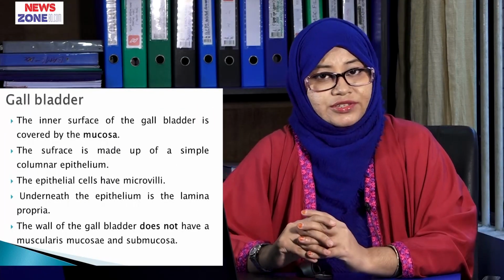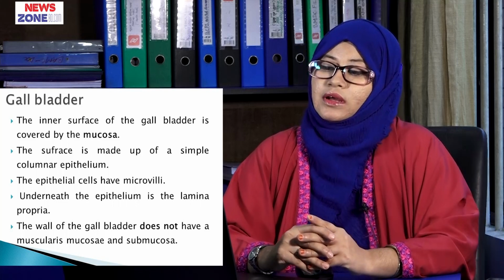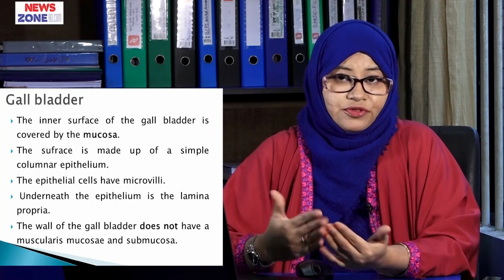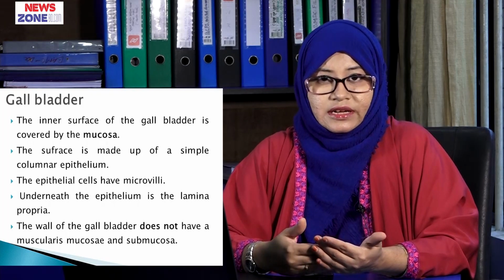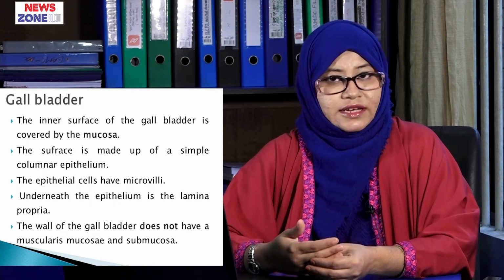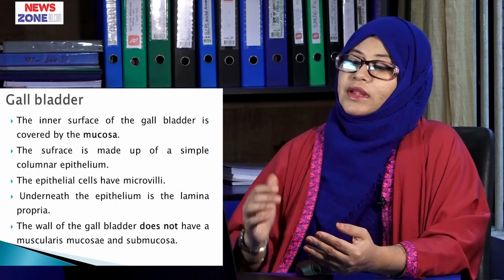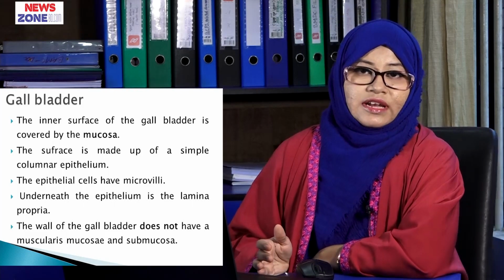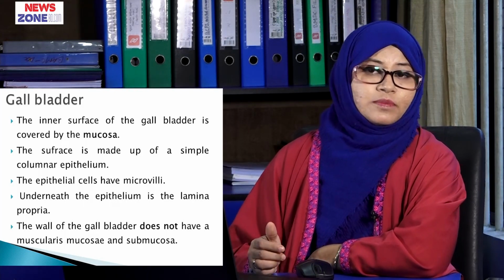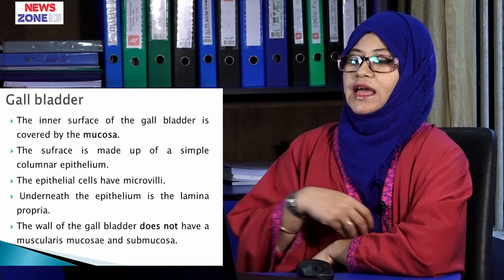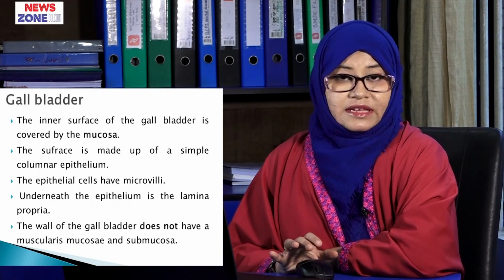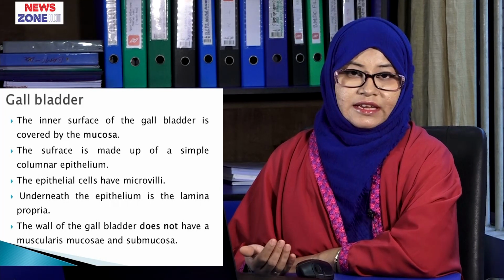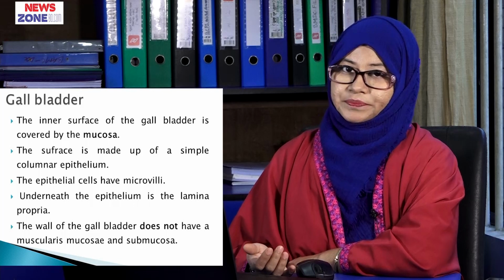Now, the histological structure of the gallbladder. The gallbladder consists of, from inner to outer, mucosa, muscularis externa and serosa or adventitia. The mucosa is made up of lining epithelium, which is simple columnar epithelium, and these epithelial cells have microvilli, and underneath the epithelium there is lamina propria.